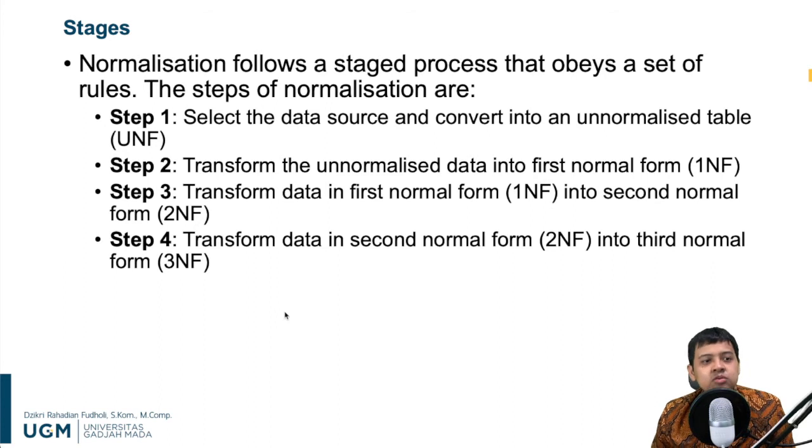Step 2 is to transform that UNF into the first normal form. The third step is from the first normal form into the second normal form. And lastly, step 4 is from 2NF to 3NF. The steps are simple enough, but it's not that simple.